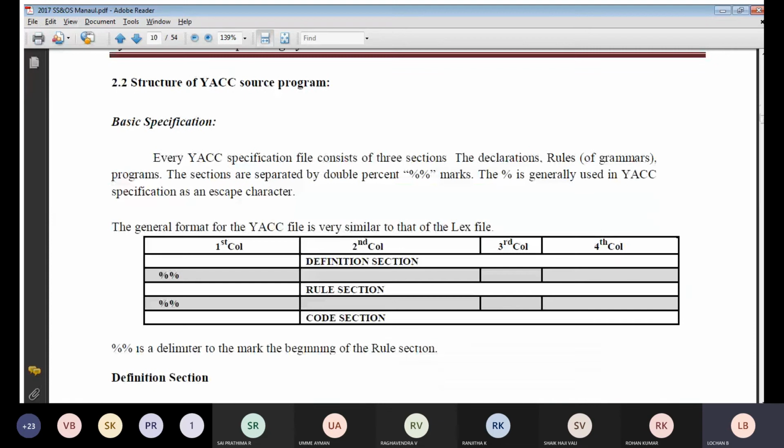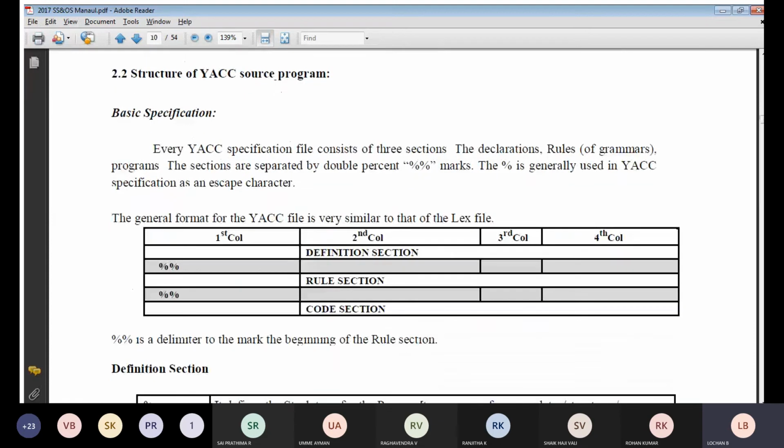Once again, same story, the structure of your Yacc program, same thing you are going to get. Once again, the complete structure we will be dividing into 3 sections. The first section is your definition section, second is your rule section, third is nothing but your main section. So many times I told you how you are going to differentiate between these 3 particular sections.